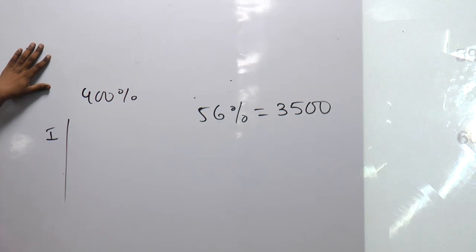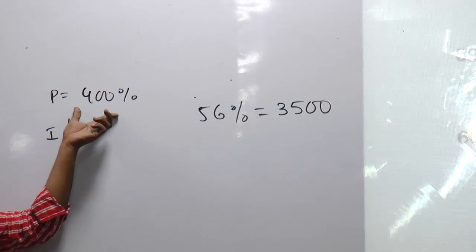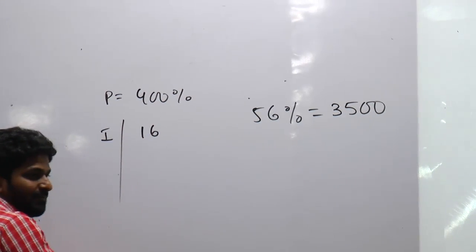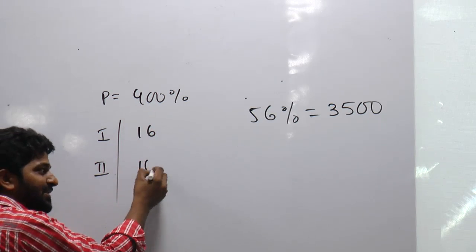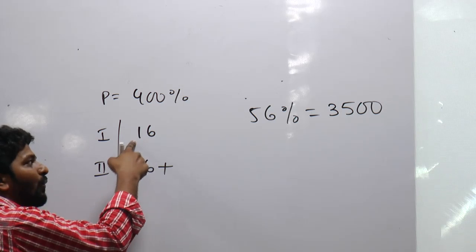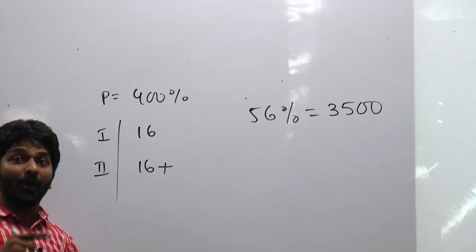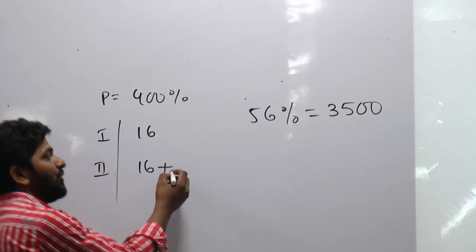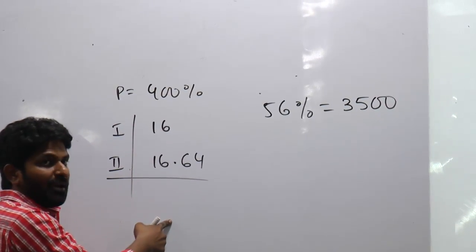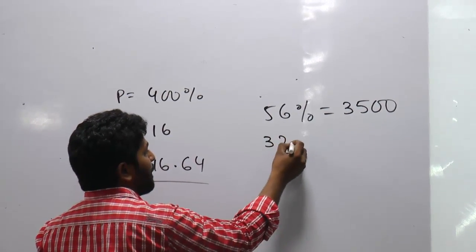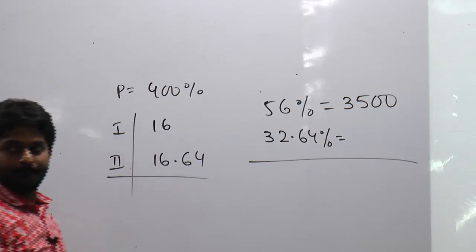And now first year you will get what percent? 4%. 4% of what? 400. That will be 16. Second year you will get 4% on these two numbers. Of this it is already 16, plus 4% of this. 10% is 1.6. 1% is 0.16. Double, 0.32. Double, 0.64. So compound interest for 2 years is 32.64%, and this is what you need to calculate.